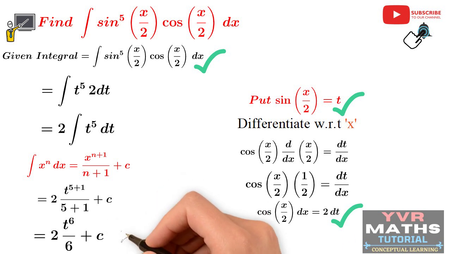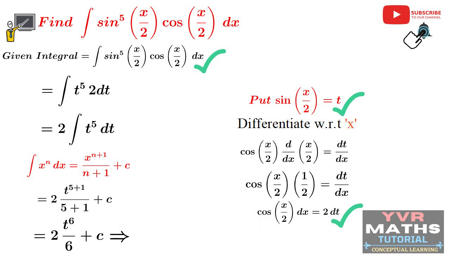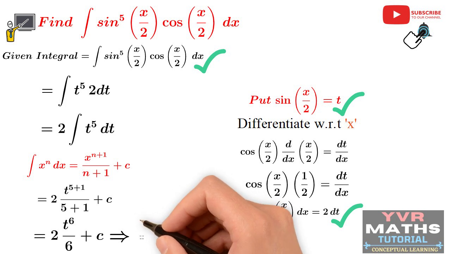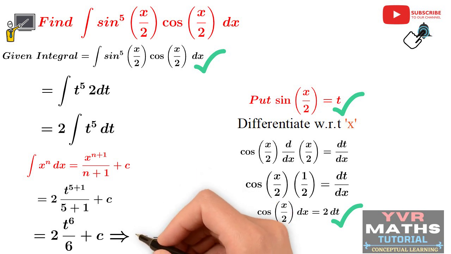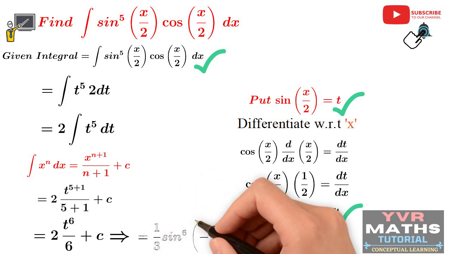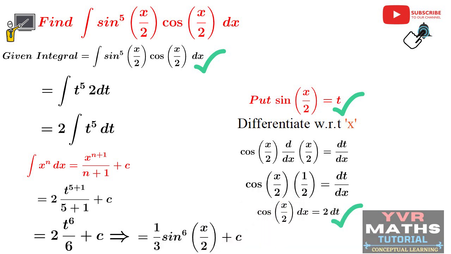Now, replace the new variable by the original variable in the answer. So, what is the new variable? t. So, what is the t value? sin x by 2. If we substitute this one in the answer, then what we will get? 1 by 3 into sin power 6 x by 2 plus c. So, this is the final answer for the given integral. I hope you understand.